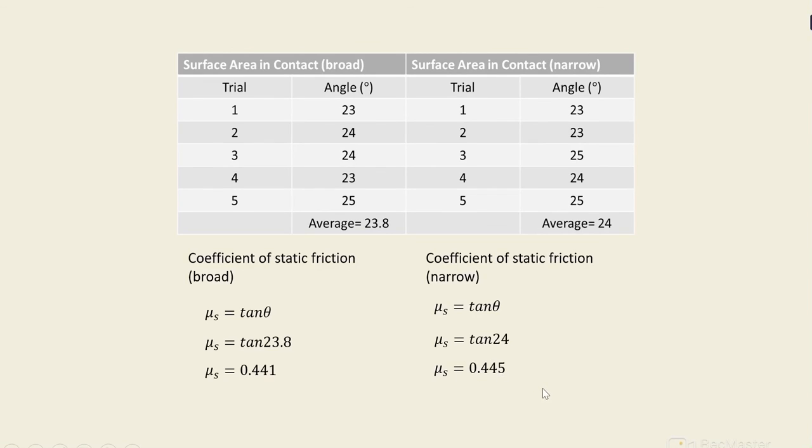These values are very close, and it illustrates that the surface area doesn't make any difference. As long as the objects that are in contact with each other have a similar type and condition of contact surfaces, they will have the same coefficient of static friction.